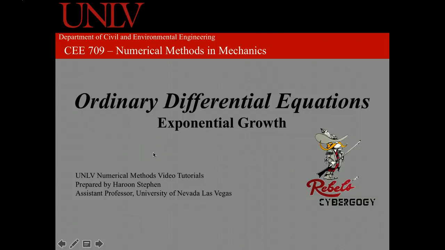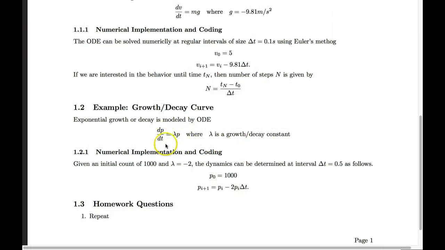This tutorial is about solving ordinary differential equations using numerical methods, and in this one we will use Euler's method to solve the problem of exponential growth. Now, exponential growth is given by a differential equation dp by dt is equal to lambda p, where lambda is the growth or decay constant.